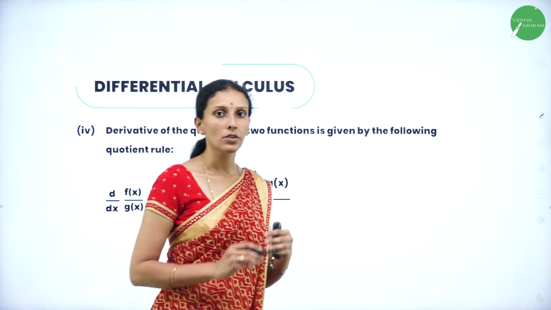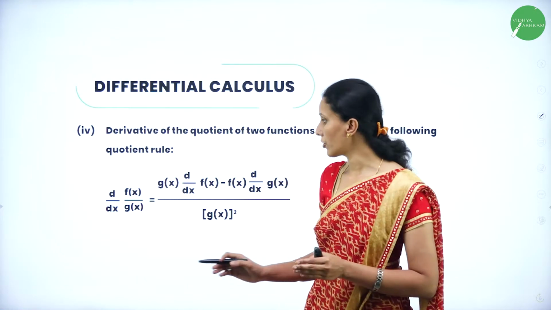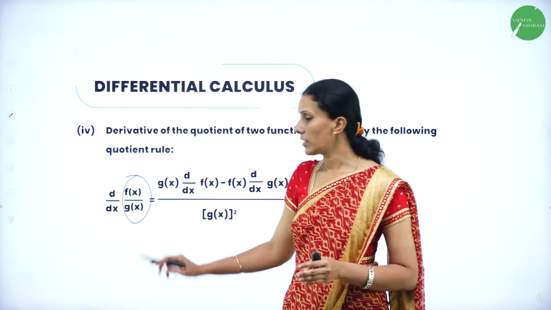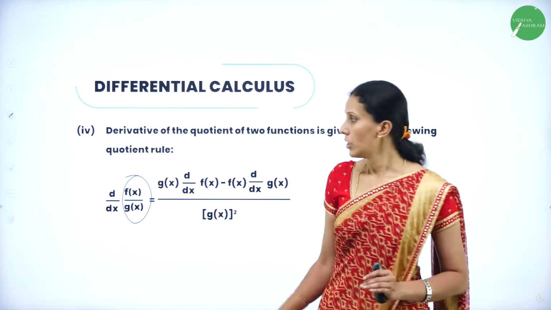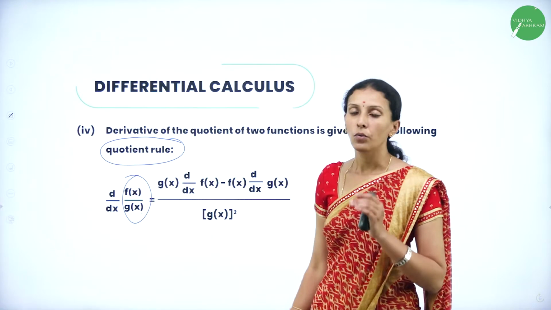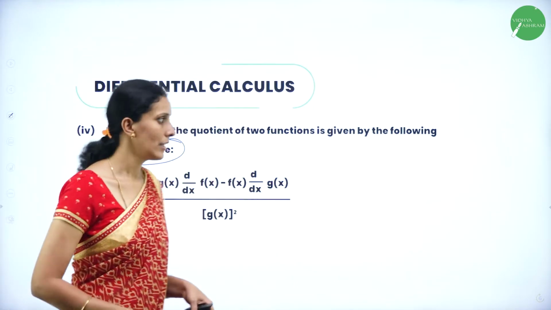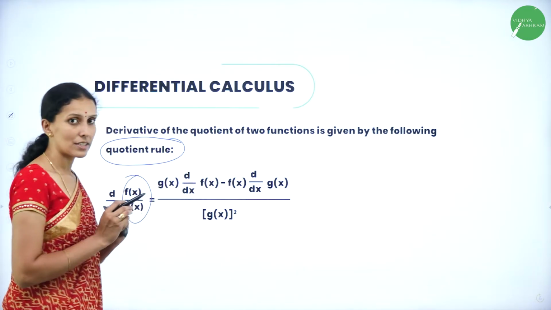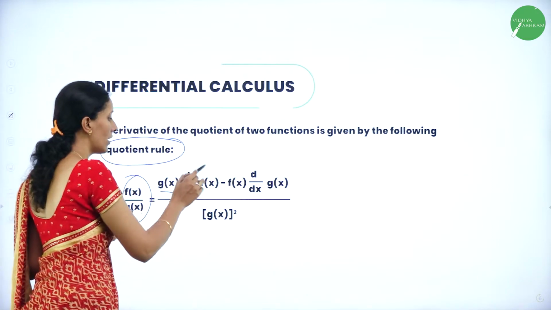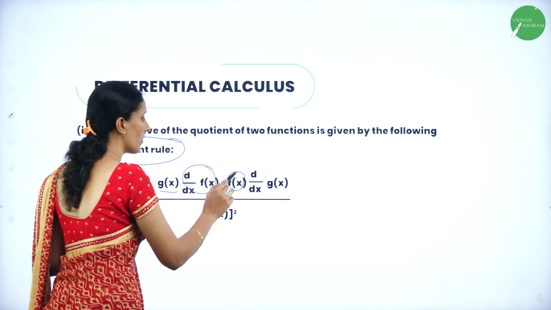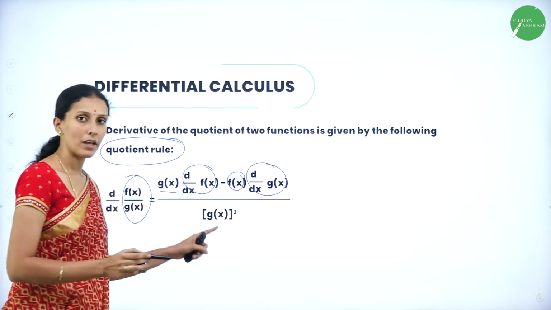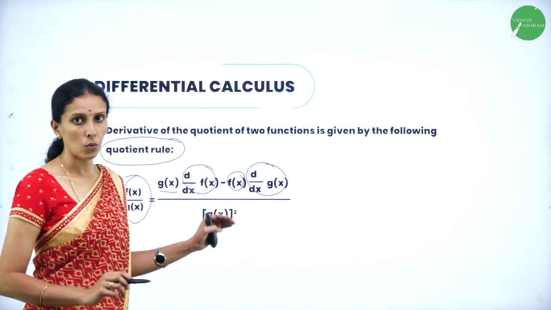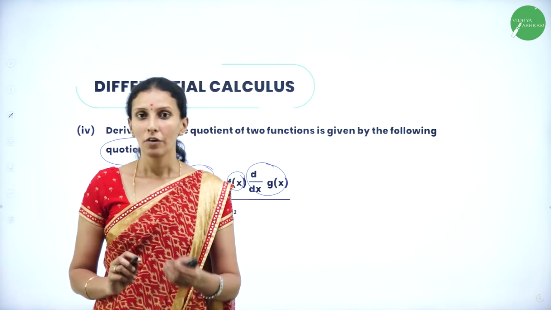The next one is what happens when you are going to derive the function in the form of f of x by g of x, provided the denominator must not be equal to 0. This rule is called the quotient rule, and what does the quotient rule imply? g of x is the denominator, which I'll call the second function, and f of x is the first function. Second function, derive the first, minus first function, derive the second, divided by the square of the second function. So this is how you apply the rule when you are going to derive functions.